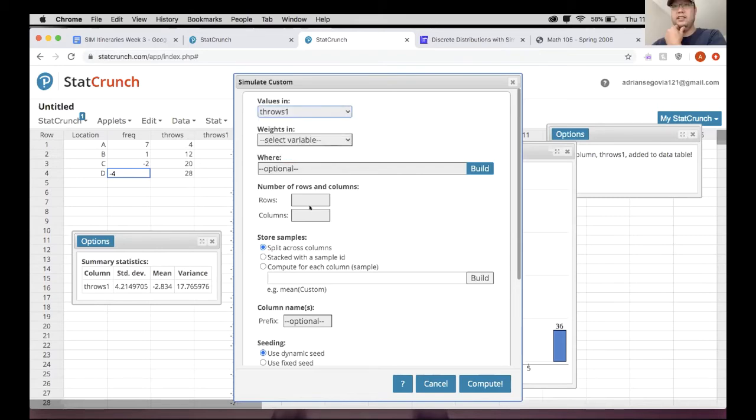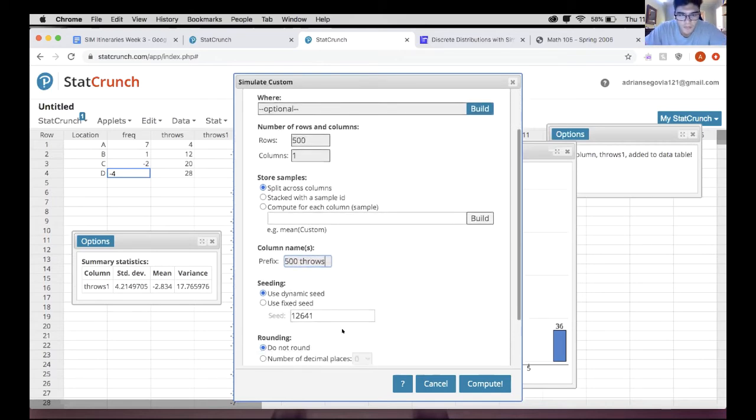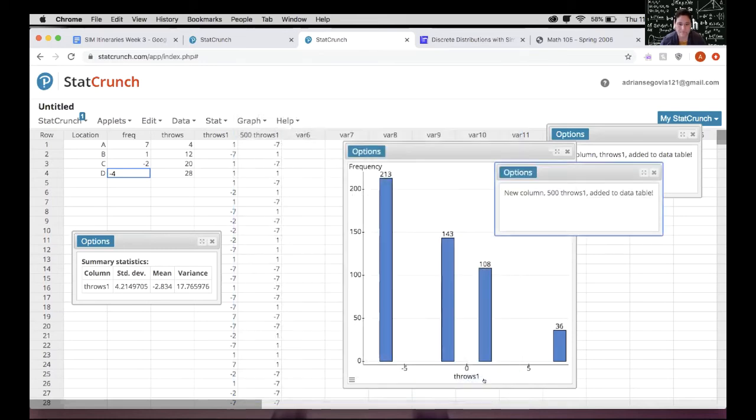Throw one. Good. Yep, 500. You're going to need your weights too, Adrian. Frequency, yeah. Weights. There you go. Perfect. This thing's in the way. Okay, that's better. And then compute. Now you've got your new data. That looks much better.